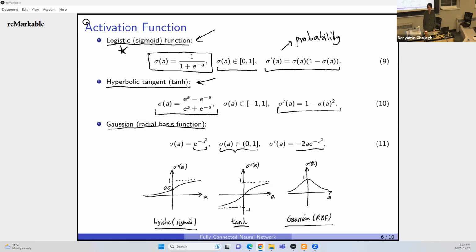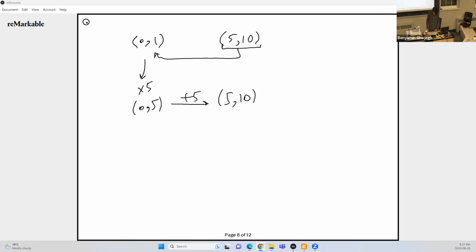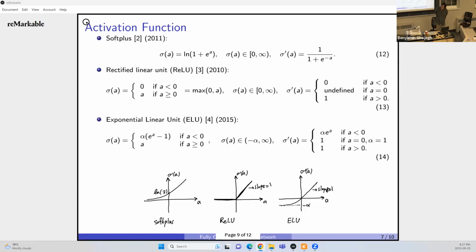For example, you can kind of see that. Can we say that? No. I wanted to say that RBF network has RBF activation function, but I think we can't say that. Anyways, softplus. It was proposed in 2011. It's this. What does it do? It's a natural logarithm of 1 plus e to the power of a. Its figure is shown here. And its derivative is this. Very simple. They usually propose activation functions whose derivatives are easy to calculate because we need to calculate the derivatives.